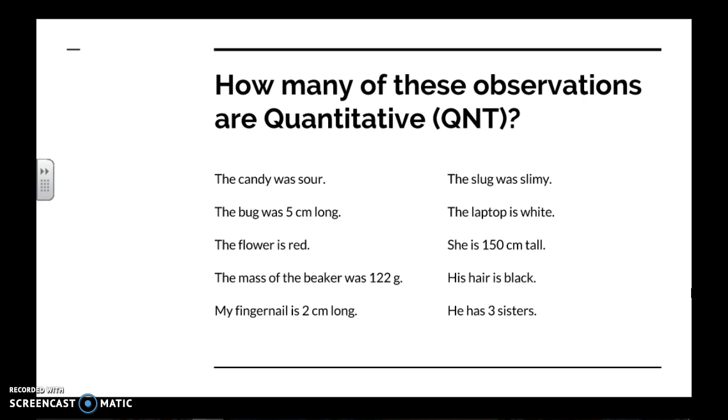Okay, now let's try and figure out which ones or how many of these are quantitative. So they have a number attached to them, something measurable. Push pause and look these over, and then push play when you're ready to see the answer. There are 5 quantitative observations. Look these over. If you missed any, figure out why you missed it. Notice all of them that have changed to orange have a number in the observation.